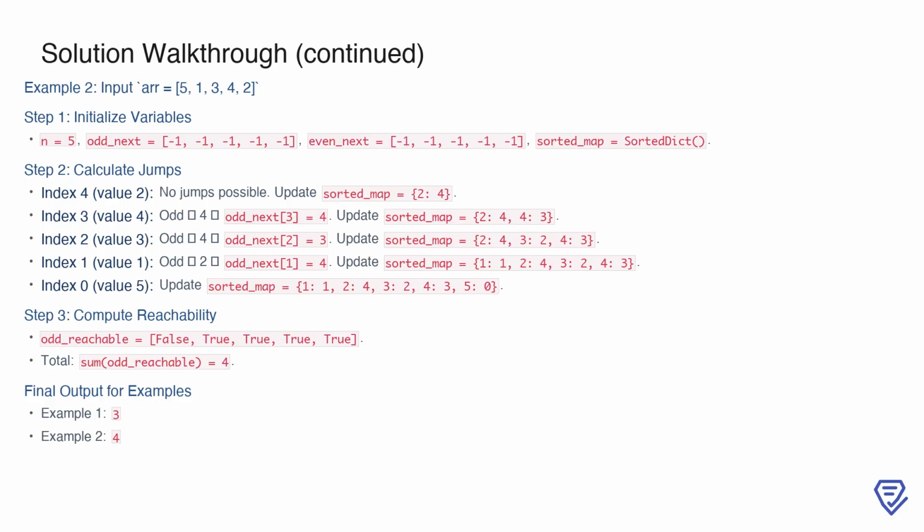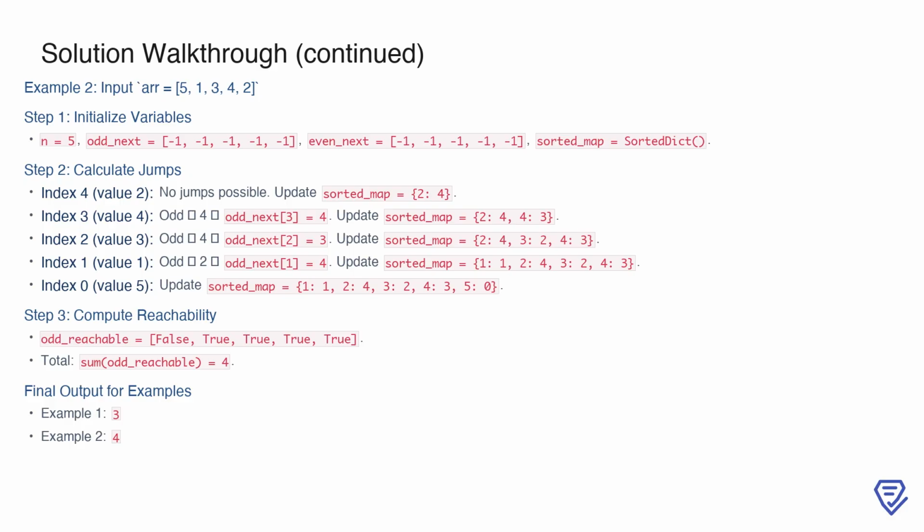We update sorted_map to 2, 4. At index 3 with value 4, the smallest value greater than or equal to 4 is 4, leading to index 4, so odd_next[3] equals 4. We update sorted_map to 2, 4, 4, 3. At index 2 with value 3, the smallest value greater than or equal to 3 is 4, leading to index 3, so odd_next[2] equals 3. Updating sorted_map gives 2, 4, 3, 2, 4, 3.